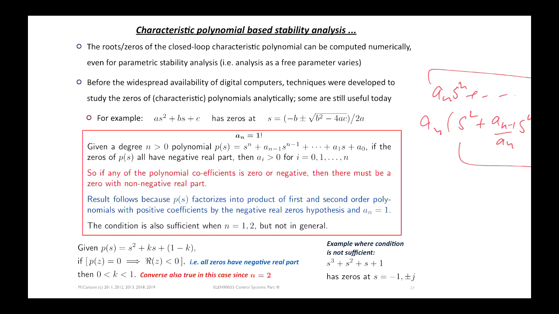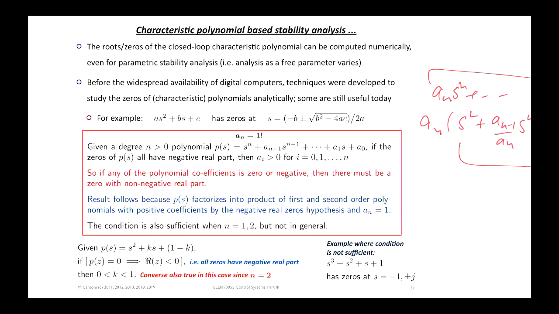So if you see that that's not the case, you're going to get a mix of zeros, some in the left half plane, some in the right half plane. All right? So it's a way of identifying when you don't have all of the zeros in the left half plane. But it's not a sufficient condition in general. So having all coefficients the same sign does not imply that all the zeros are in the left half plane. But if you see that the coefficients have different sign, then you know that there will be at least one zero in the right half plane. Okay? But when the degree of the polynomial is 2 or less, then it's also a sufficient condition.